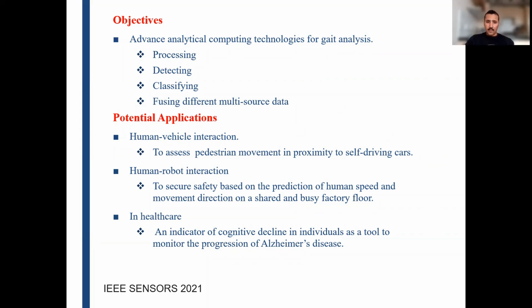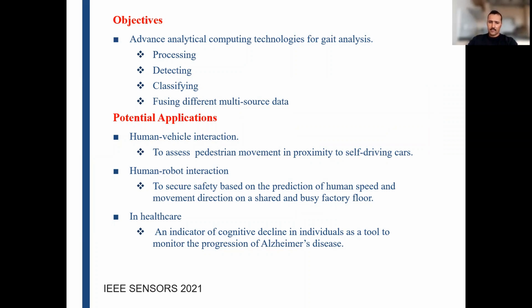data. The potential applications of this paper are in human-vehicle interaction, for example, to assist pedestrian movement in proximity to self-driving cars. The other potential is in human-robot interaction to secure safety based on the prediction of human speed and movement direction on a shared and busy factory floor.